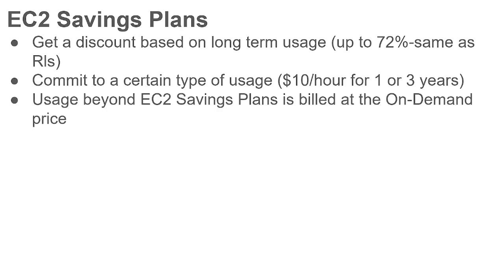Usage beyond the EC2 savings plan is billed at the on-demand price. Suppose you have crossed your $10 per hour, okay, so now what? Now you will be paying at the on-demand price, okay, because now your savings plan has been crossed and you will be paying the on-demand price.